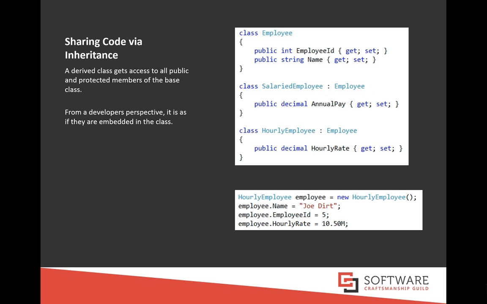Then down here in my code, I'm instantiating a new hourly employee. And you can see that that variable, that object, has a name and an employee ID, which it inherited from its base class. It also has the hourly rate property that it extended from the base class.